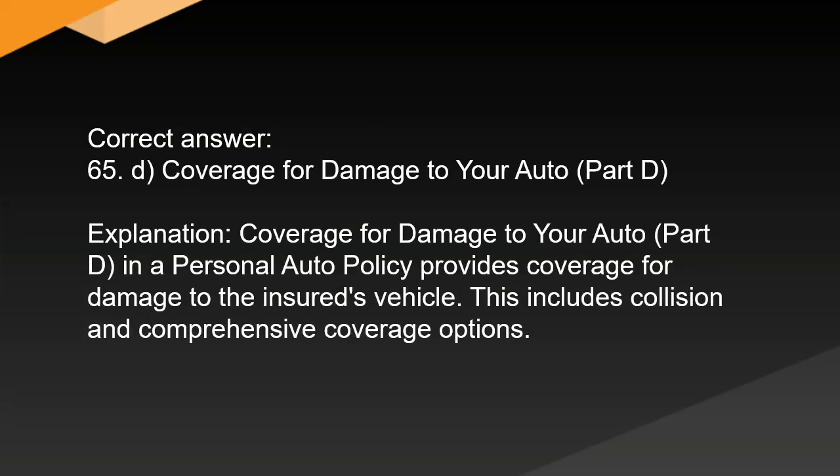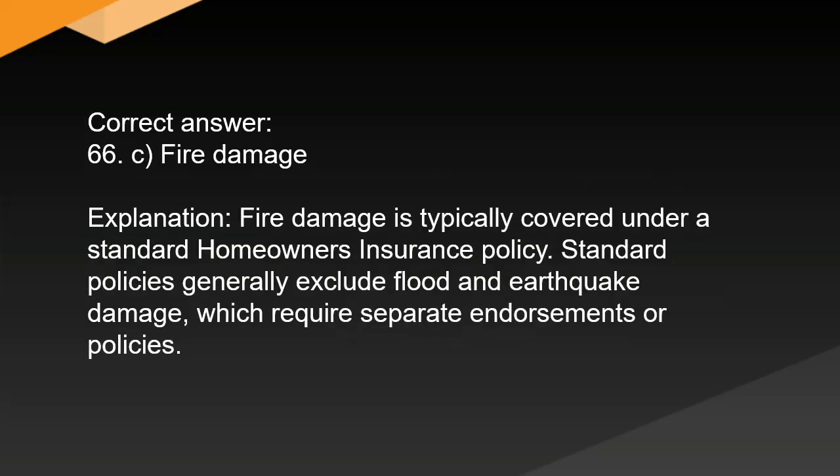Correct answer. D. Coverage for damage to your auto, Part D. Explanation. Coverage for damage to your auto, Part D, in a personal auto policy provides coverage for damage to the insured's vehicle. This includes collision and comprehensive coverage options.